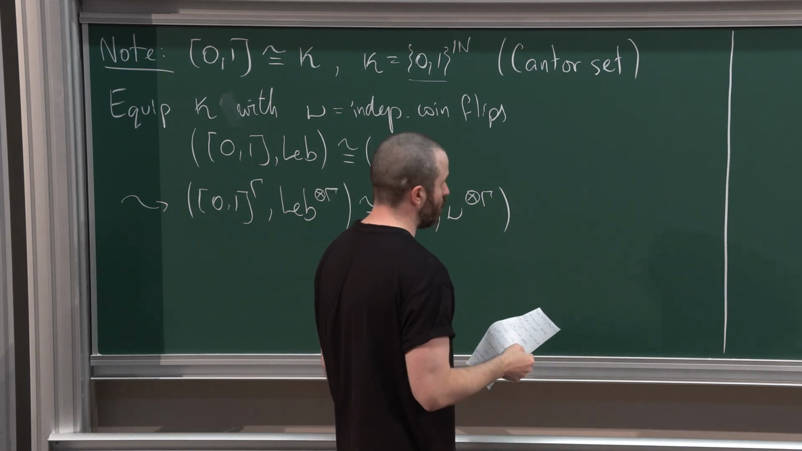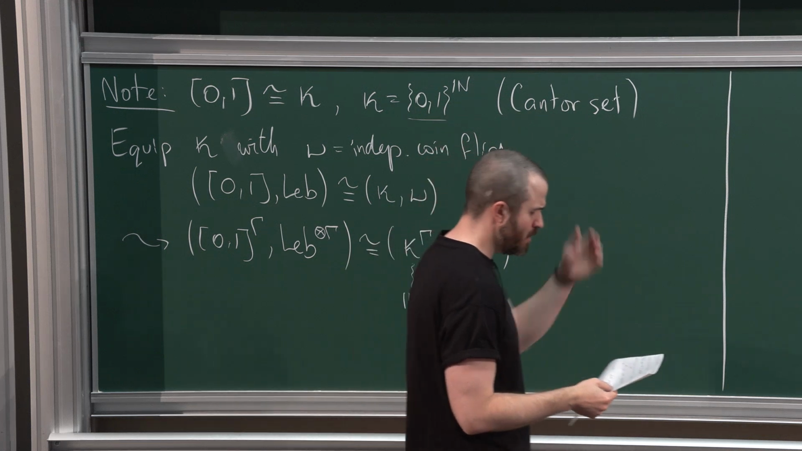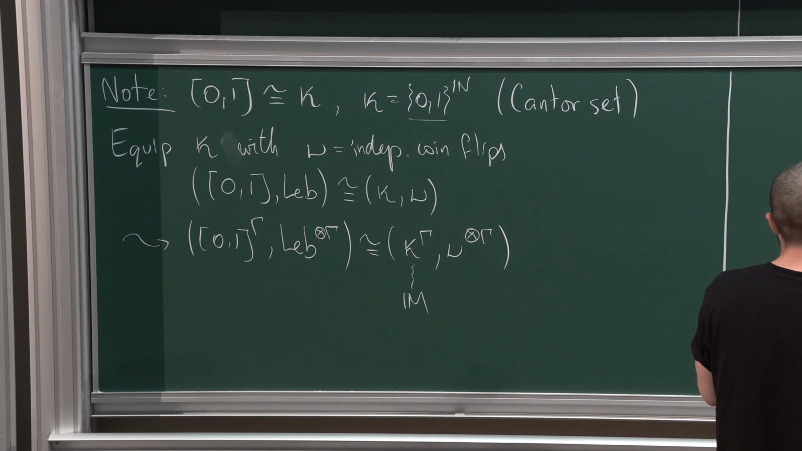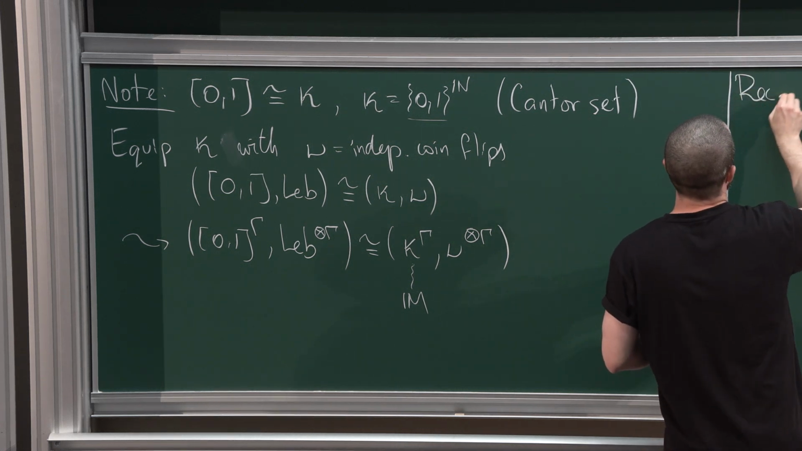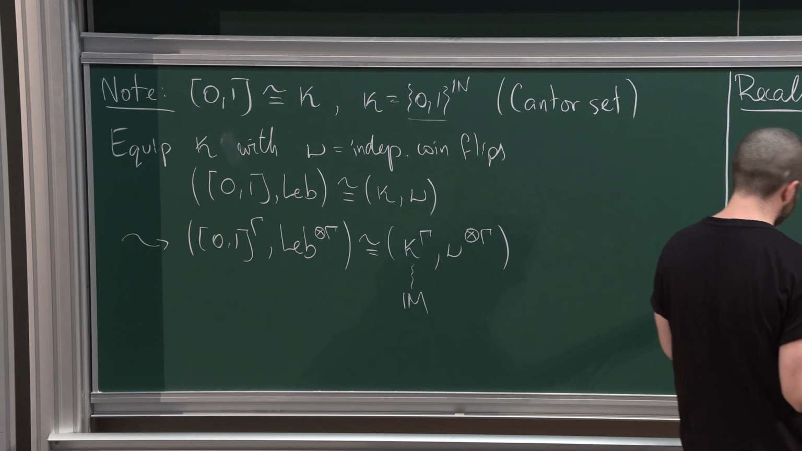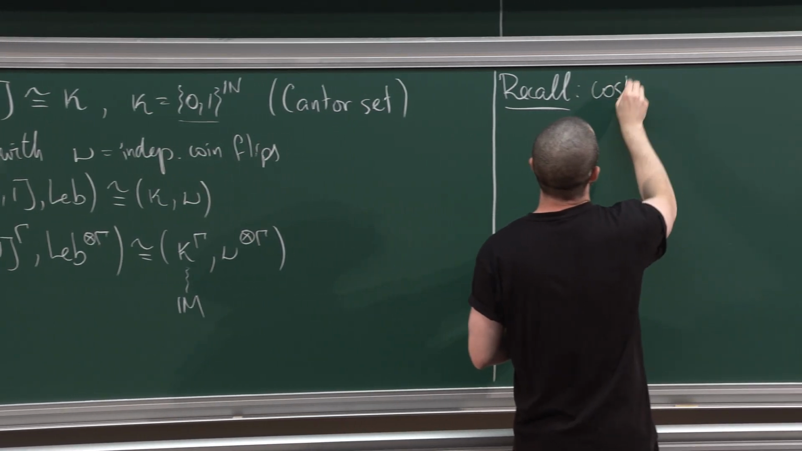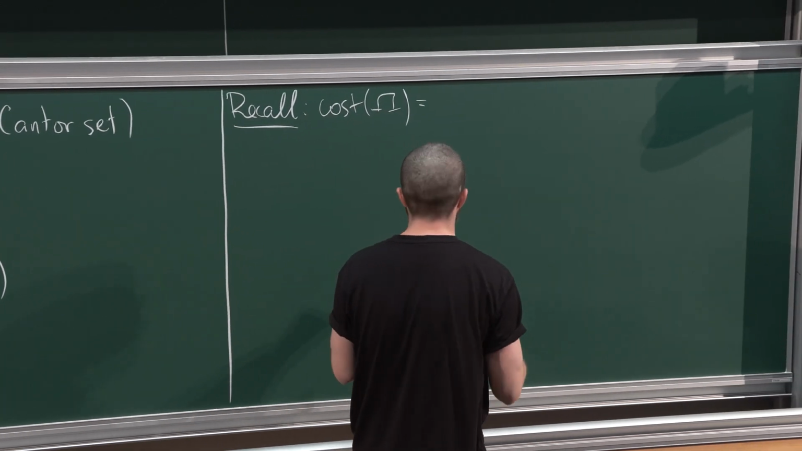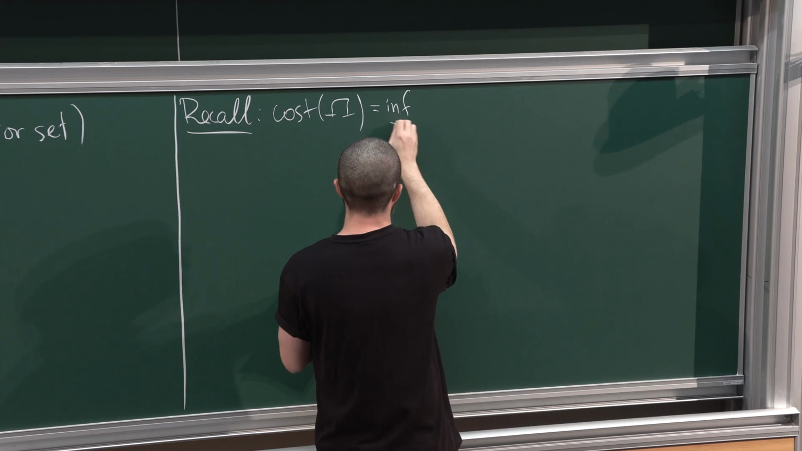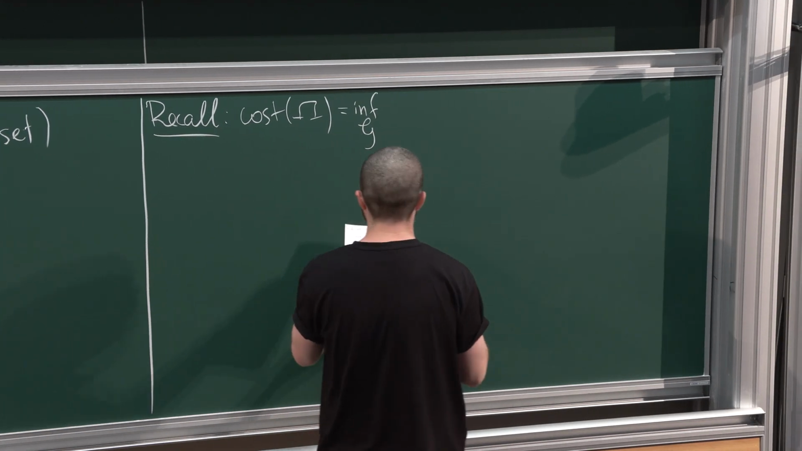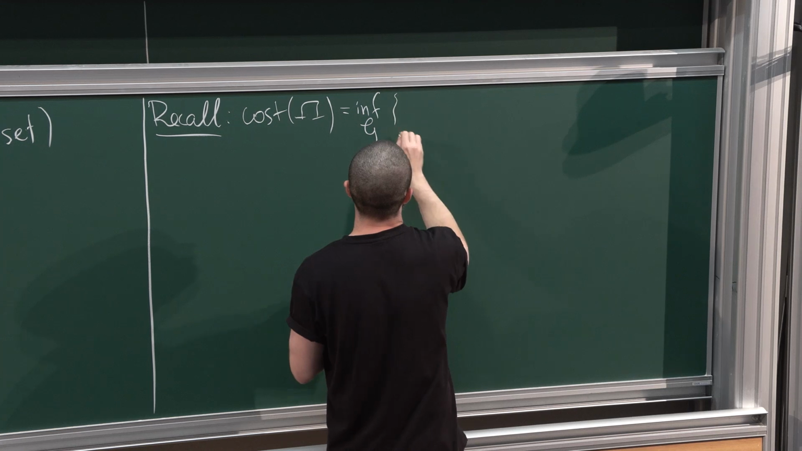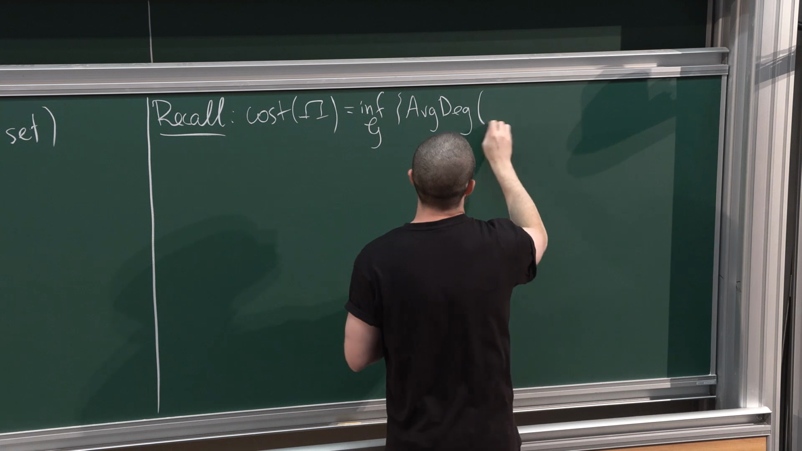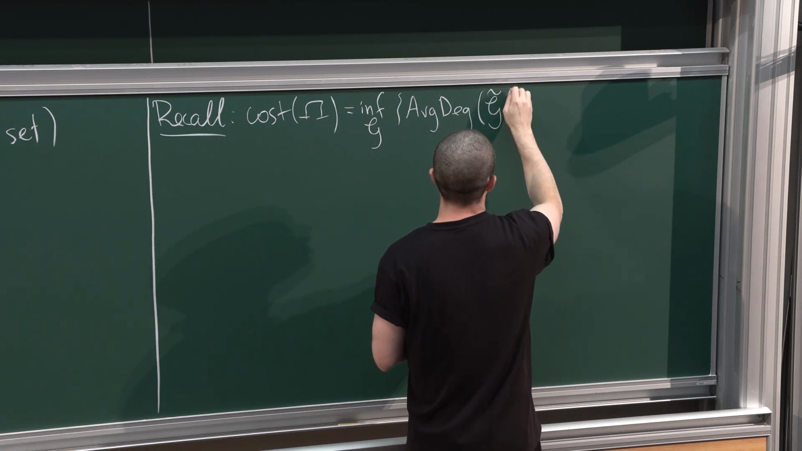So now I want you to recall the definition of cost, because we're going to prove this cost monotonicity result. So recall that the cost of some point process pi, I gave you two formulas, and I'm going to use the other one. So this was the infimum over all graphings, or connected factor graphs, of the average degree, but you compute it for this lift, this extension.